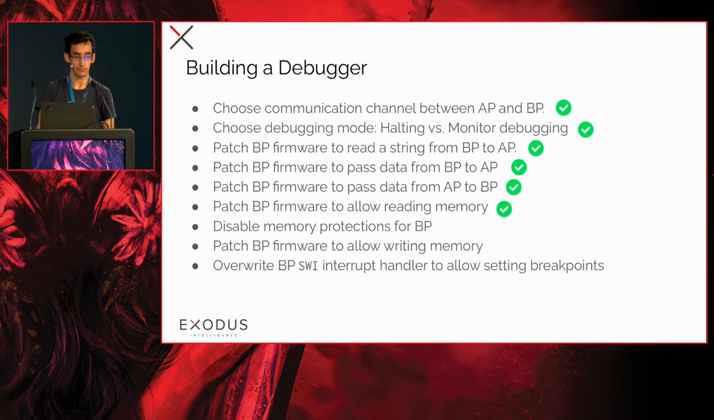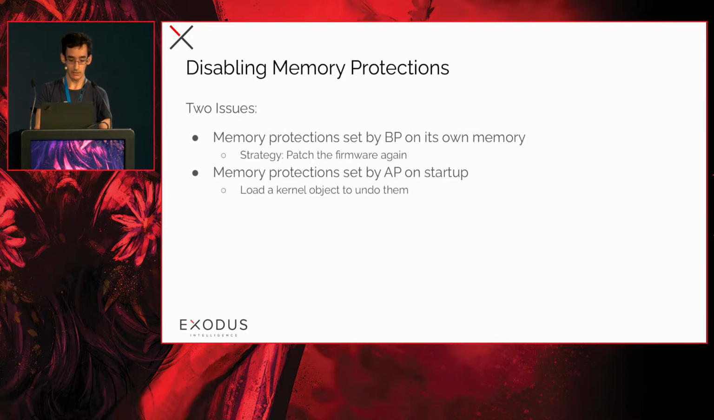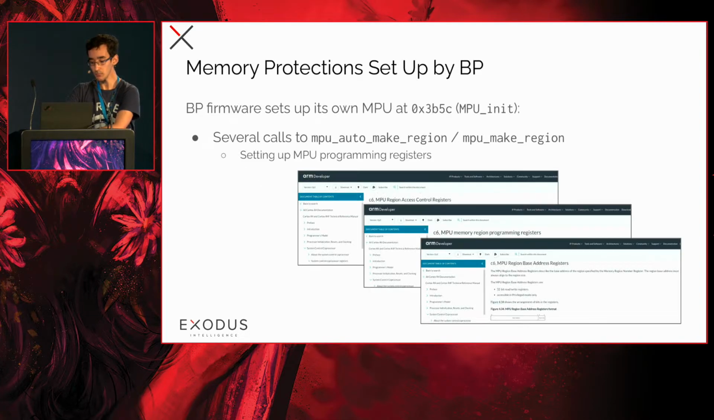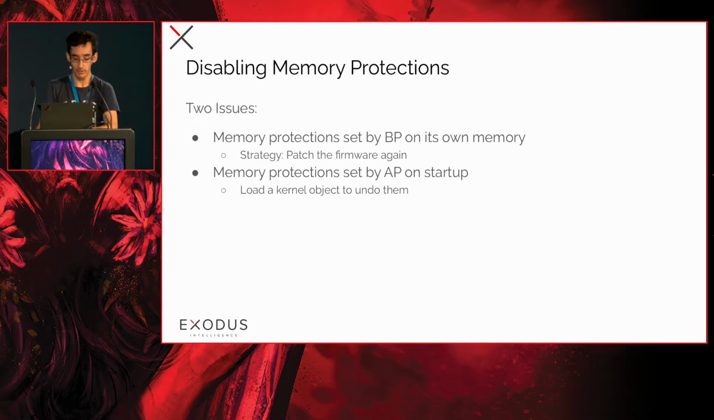However, writing memory is a different business. We will have to disable some memory protections, and these memory protections come in two different flavors. They're memory protections set by the baseband processor firmware on its own memory, and the strategy is going to be to deal with this by patching the firmware once again. There are also memory protections set by the application processor in startup, and to undo this, we are going to load a kernel object into the host kernel to undo basically what the kernel did to us on baseband processor startup.